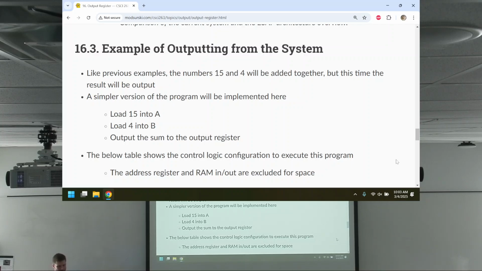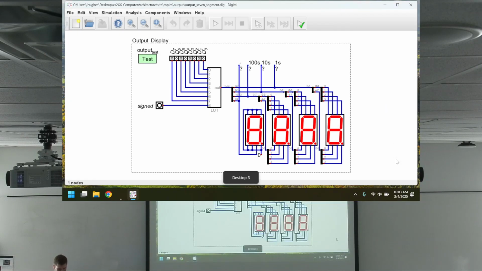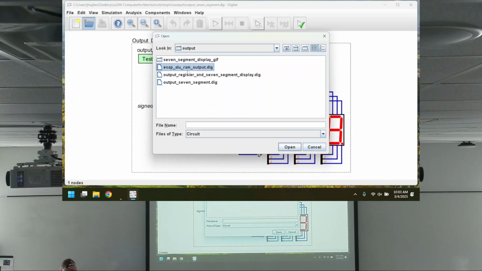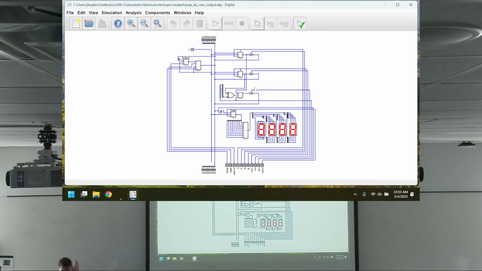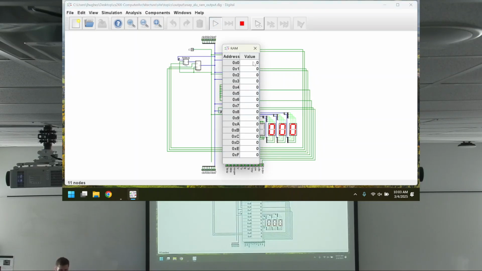So what am I saying? Okay, load 15 to A, 4 into B. Okay, cool. Let's open the output register there. So here's that design. Great. Run. Can I go in here and edit these values? I can't. Okay, let's just lazily load 0 into the data line. I'm just going to put the values 15 and 4 into RAM, so we don't have to do it manually. So I'm cheating a little bit.